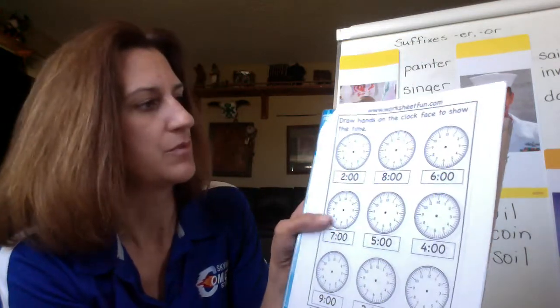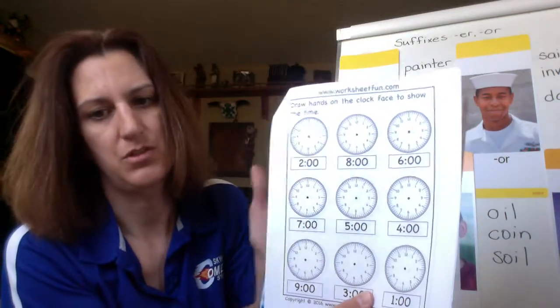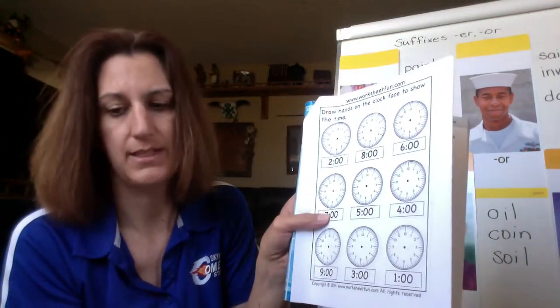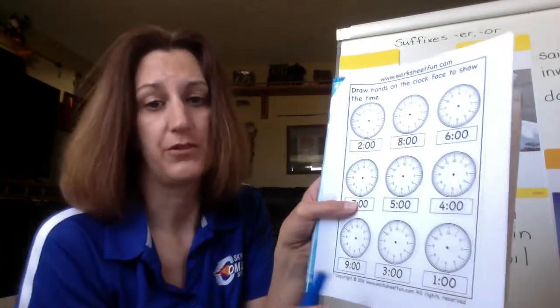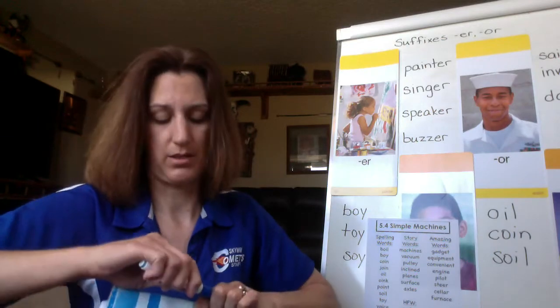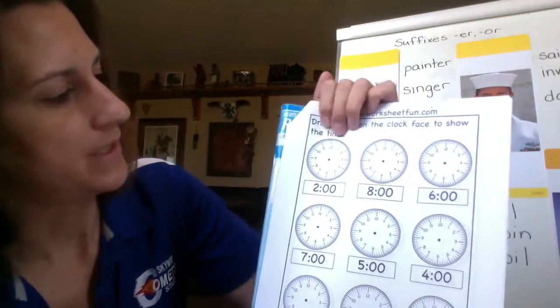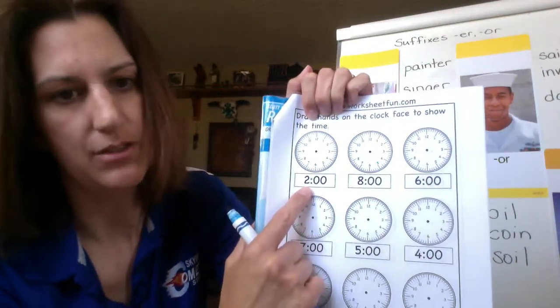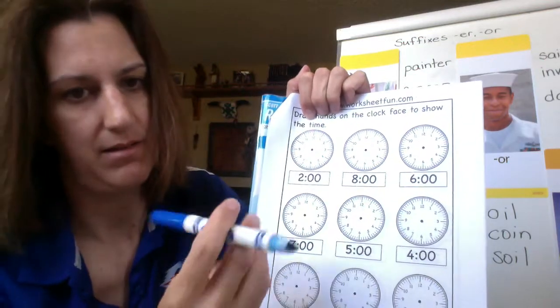Okay, so this one just says draw hands on the clock face to show the time. Just for that review again. Today, the first page is all to the o'clock, so it should be a pretty easy one for us. Here, the digital clock says 2 o'clock, so I need it to say 2 o'clock on my analog clock.